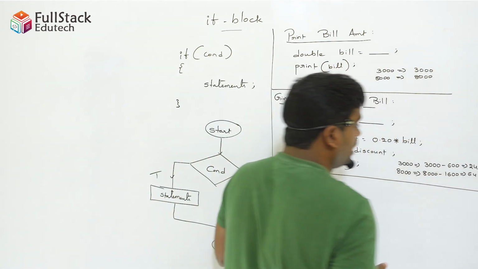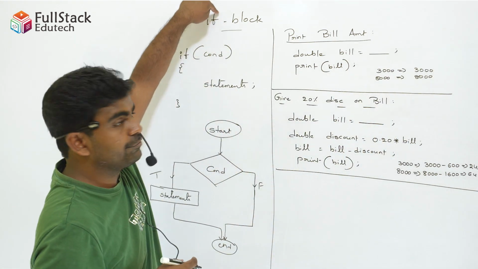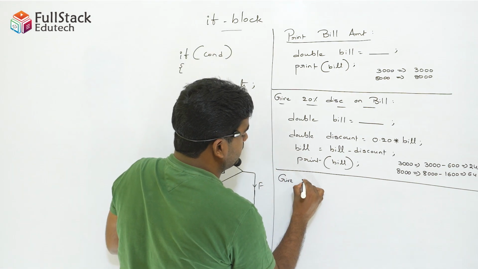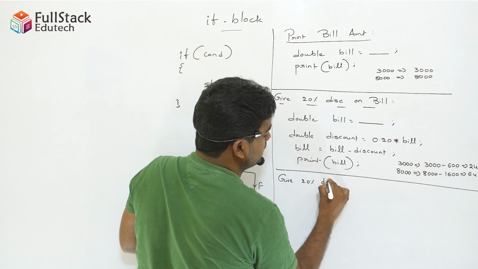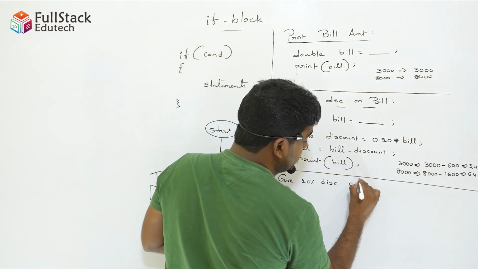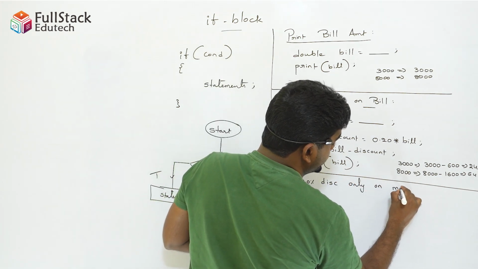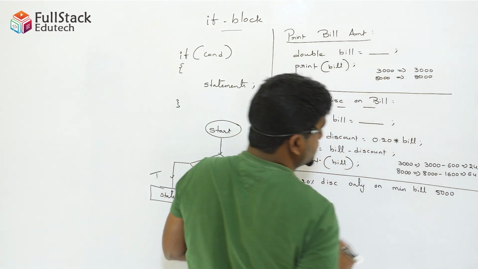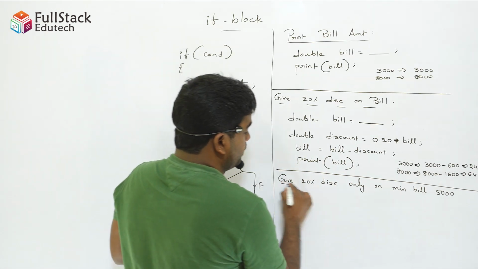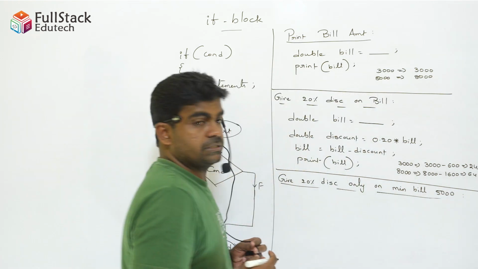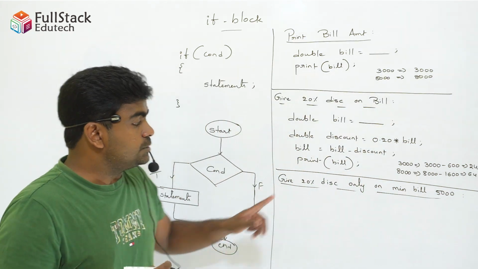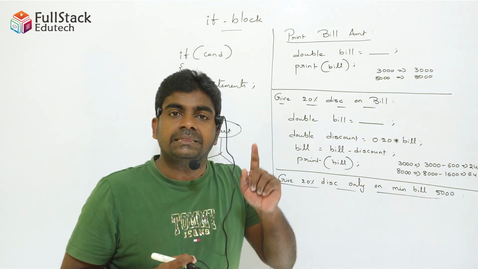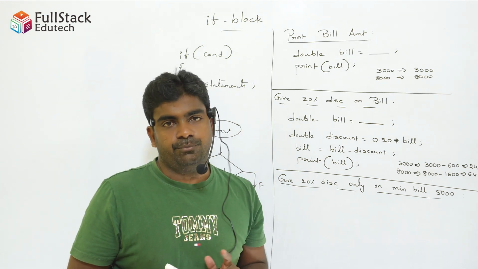Now come to our if block concept. Give 20% discount only if the minimum bill amount is 5,000 rupees. Minimum bill is 5,000 rupees. Then there is no discount for everyone. Discount on condition. That condition is nothing but the if block.